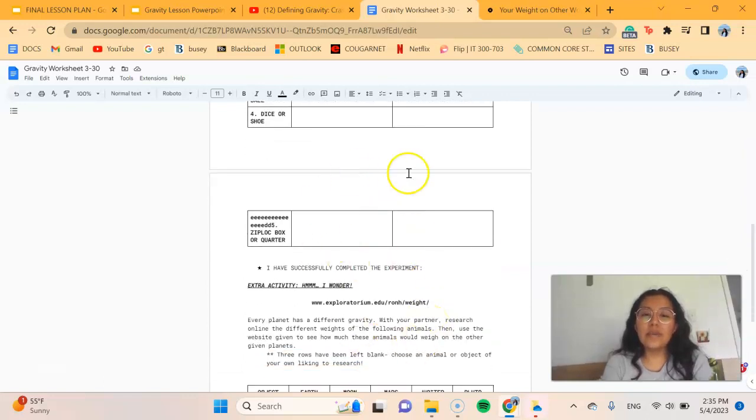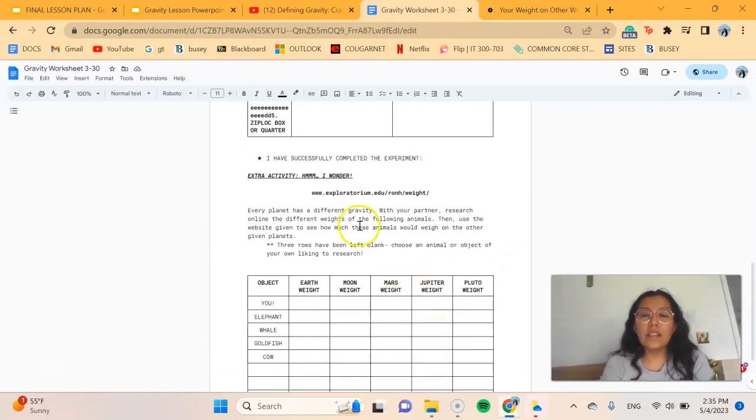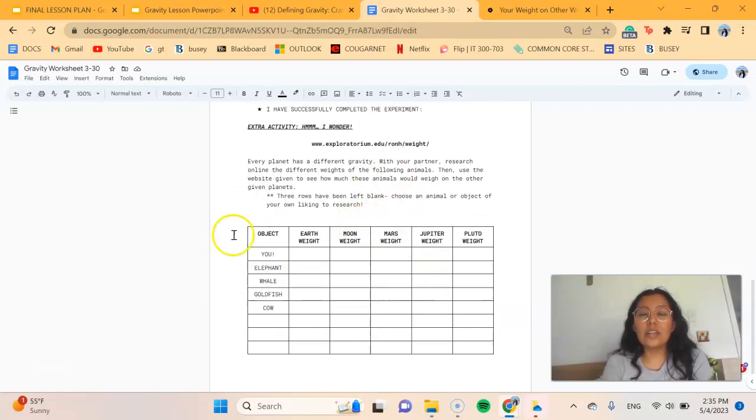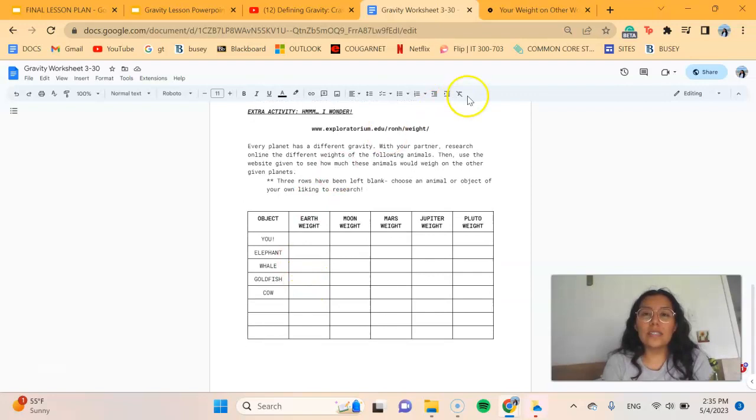And then continuing on, for the students that finish a little bit faster, this is just an extra part of the worksheet. So they will pick certain animal objects: elephant, whale, goldfish, cow. And then they can pick 3 more objects or animals to see their different weights on Earth, the Moon, Mars, Jupiter, and Pluto. And they can also choose their classmates as well.